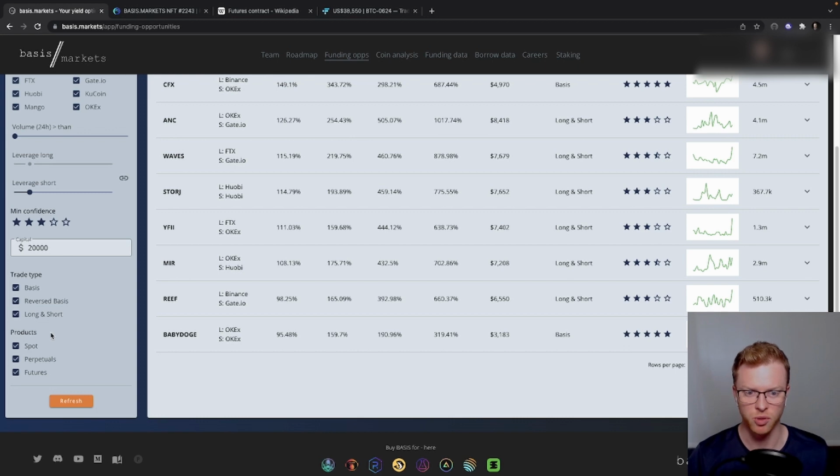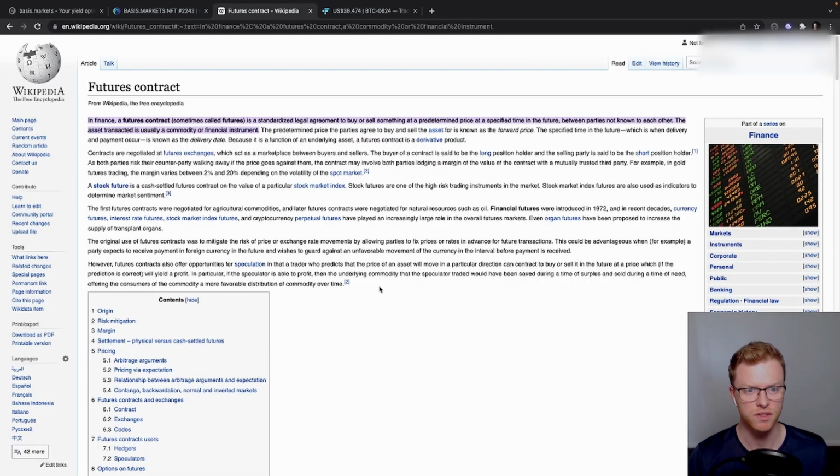Down the bottom, we've got products being spot, perpetuals, and futures products. Let's go through those and understand what they are. We'll begin with futures contracts. Wikipedia, awesome source, wouldn't be my go-to, but for the simple explanation: in finance, a futures contract, sometimes called futures, is a standardized legal agreement to buy or sell something at a predetermined price at a specified time in the future between parties not known to each other. The asset transaction is usually a commodity or financial instrument.